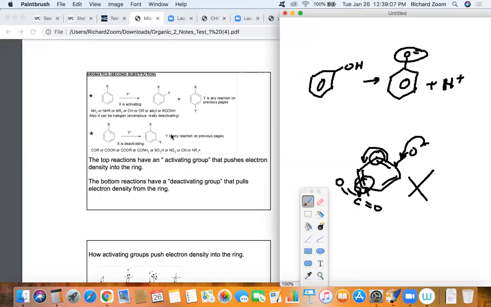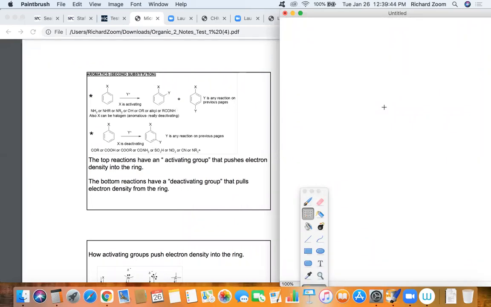So let's talk about what makes a group activating or deactivating. The top reactions, the ones that are directing ortho and para, have what I'm calling an activating group, and activating groups will tend to push electrons into the ring. Deactivating groups will tend to pull electrons out of the ring. So what matters is whether X is one of these groups. It doesn't matter what Y is, all that matters is what X is. Whatever's on the ring is what is going to direct where the reaction's going to go.